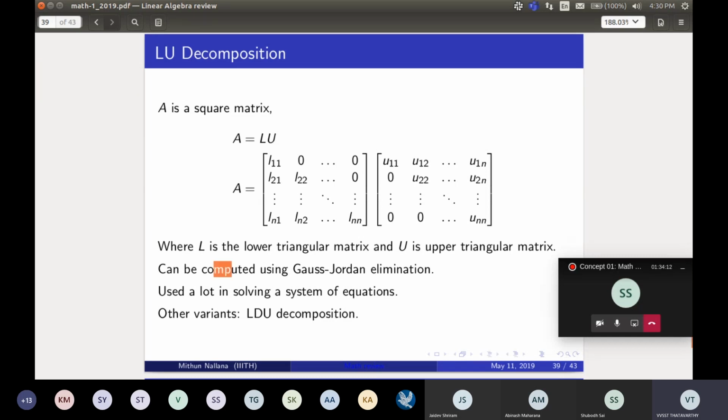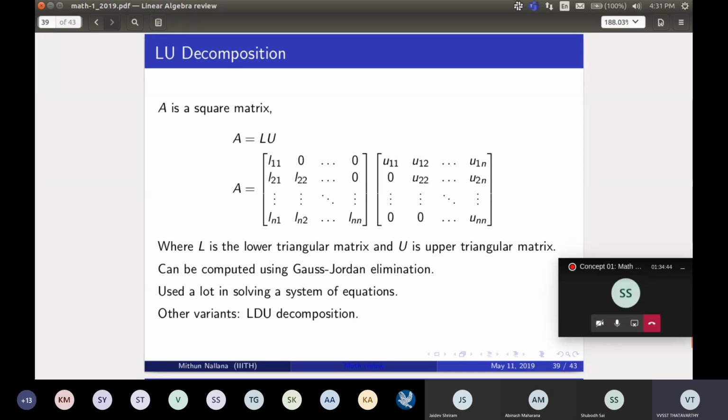So this can be computed using the Gauss-Jordan elimination. In Gauss-Jordan elimination, you take the pivot elements of the A matrix, and you want these elements to be positive, or at least non-zero, and all the other elements in the first column to be 0. And then you go to the second column, and you diagonalize a given matrix like this, into lower and upper triangular. In that way you can compute the lower and upper triangular matrices. So you can use it a lot in systems of equations.